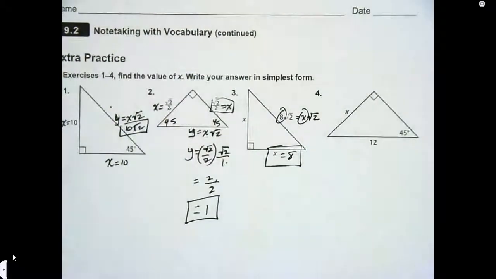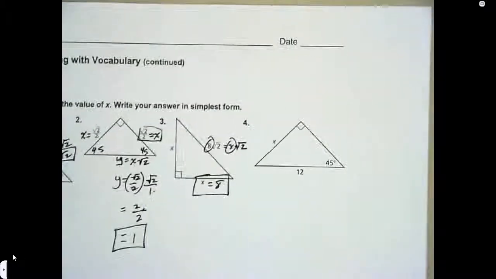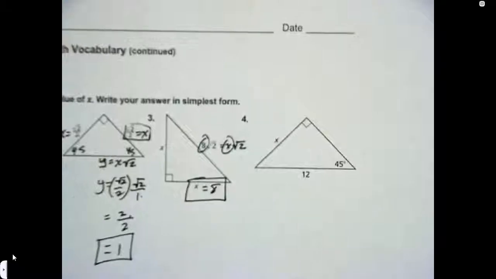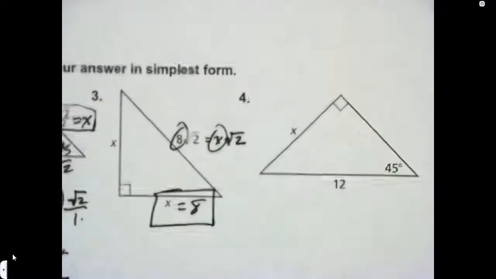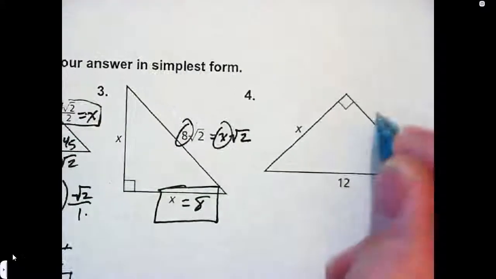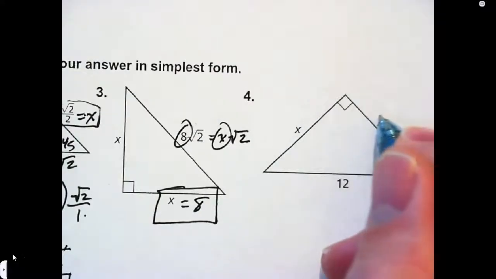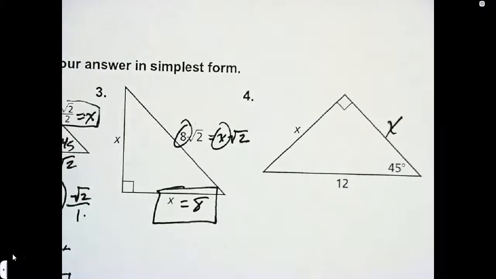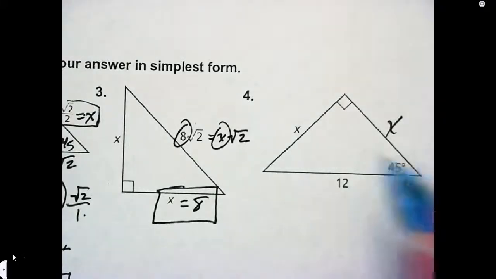Okay? Number 4. Number 4 is a little tougher. Okay? So, let's start out with this. Person number 1, what's this side? X. X, nice job. Okay? Yeah. You get a point, boy. They get a point for saying X. Okay? Number 4, what's this side?